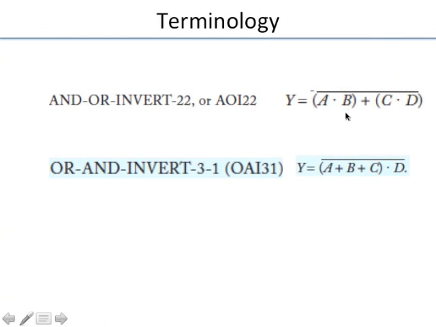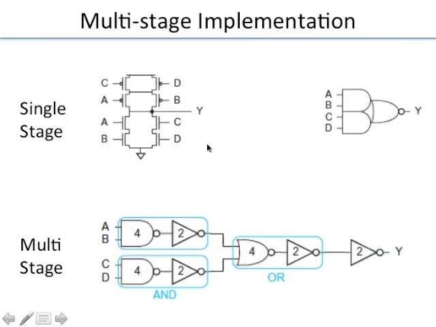The first stage is an AND gate, a set of AND gates. The way I break my inputs is 2 inputs to the first AND gate, 2 inputs to the second AND gate. So I have an AND stage, then an OR stage. And it's 2-2. That means I put 2 inputs here, 2 inputs here.